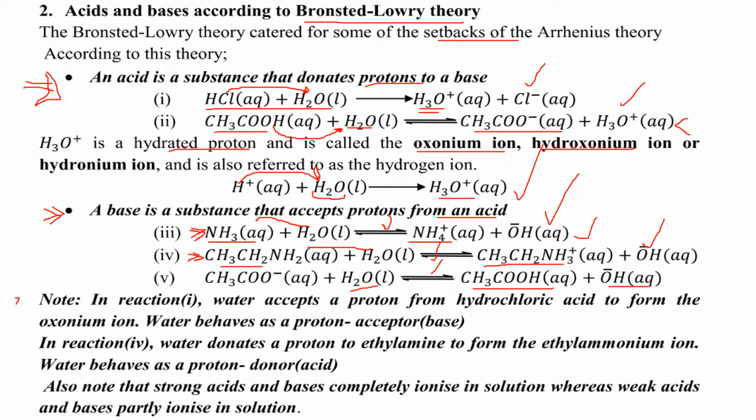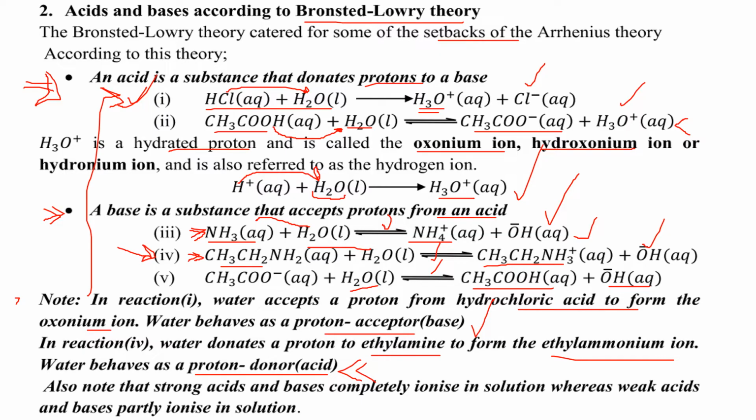Now note that in reaction 1, water accepts a proton. Reaction 1 is here: water accepts a proton from the hydrochloric acid and forms a hydroxonium ion. Water behaves as a proton acceptor, which is a base. Now in reaction 4, which is present here, water donates a proton to ethylamine, and by doing so it forms an ethylammonium ion. And water here is behaving as a proton donor, which is an acid.